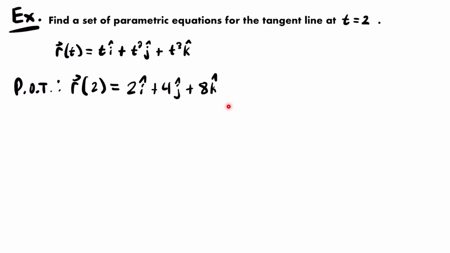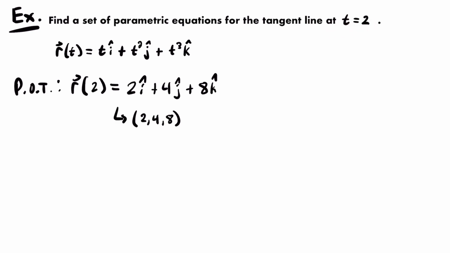And so the vector that we have here has a terminal point of 2, 4, 8, and so that would be the point of tangency at t equals 2 for this vector function. Okay, so this is going to be the point that we're working with, 2, 4, 8. And so now we have our point for our tangent line. Now we need a direction vector, and that's going to be our tangent vector at this value of t.